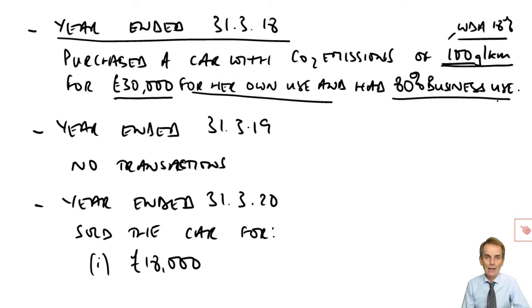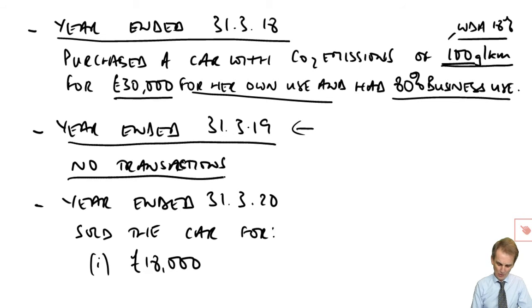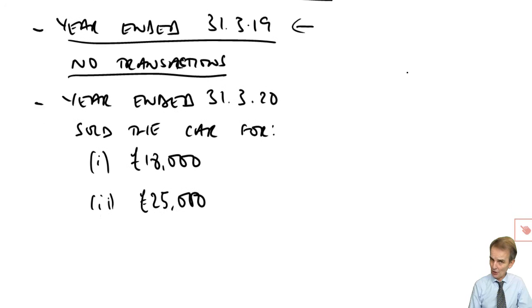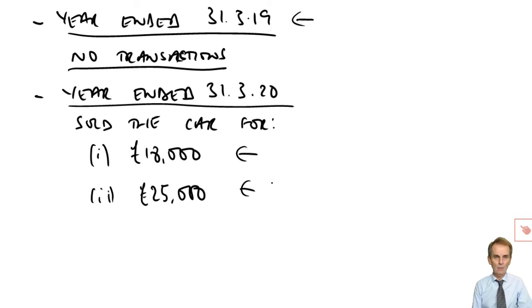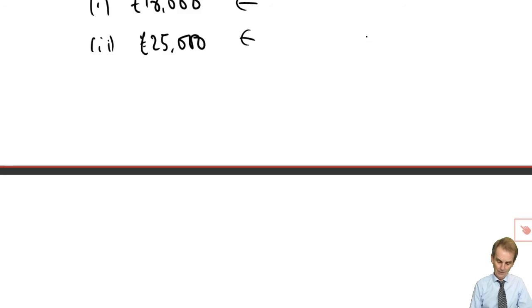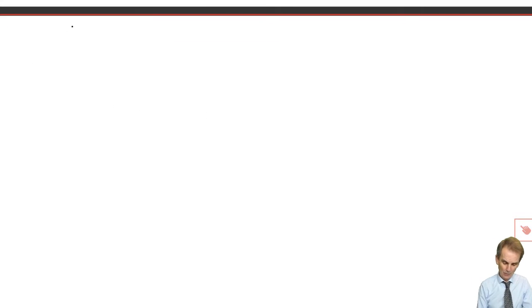Right. How do we therefore put together the CA computations for these periods? You can see what happens next. Year ended March 19, there are no transactions. That doesn't mean there's no capital allowances. Year ended 31st of March 20, we then sell the car, and I've given us two alternative proceeds, but we'll come to those in a moment. So the first accounting period that we need to deal with is the accounting year ended 31st of March 18.